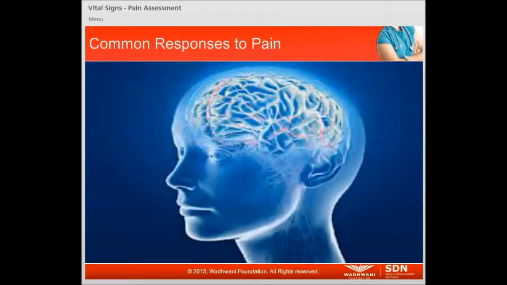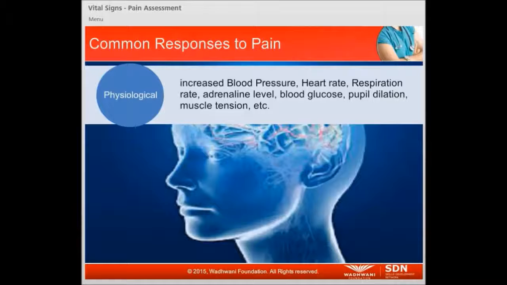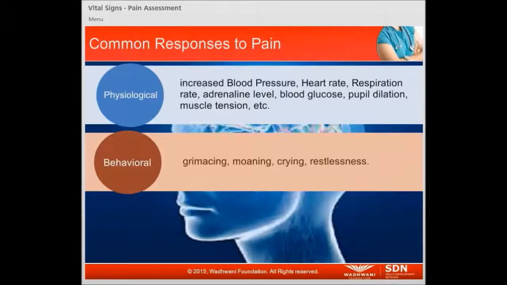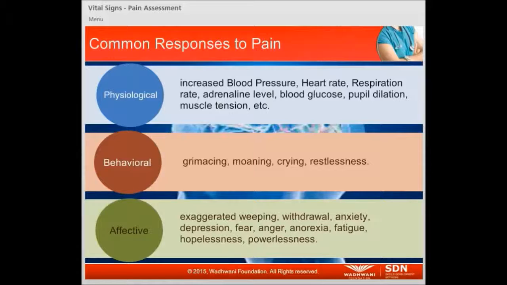Now let's see some common responses to pain. Physiological: increased blood pressure, heart rate, respiration rate, adrenaline level, blood glucose, pupil dilation, muscle tension, etc. Behavioral: grimacing, moaning, crying, restlessness. Affective: exaggerated weeping, withdrawal, anxiety, depression, fear, anger, anorexia, fatigue, hopelessness, powerlessness.